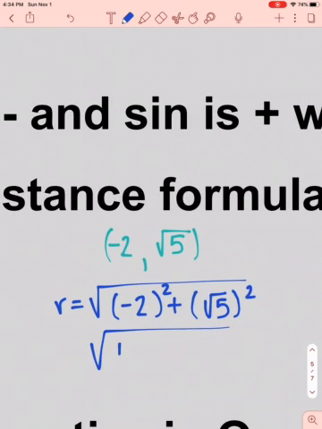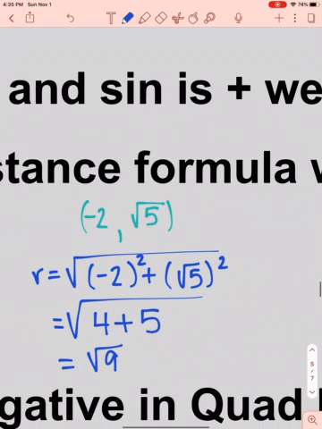So negative 2 squared is 4. Radical 5 squared falls out as a 5. 4 plus 5 is 9, but we're still in the root. So take the square root, and our official r value is 3. So r is 3.